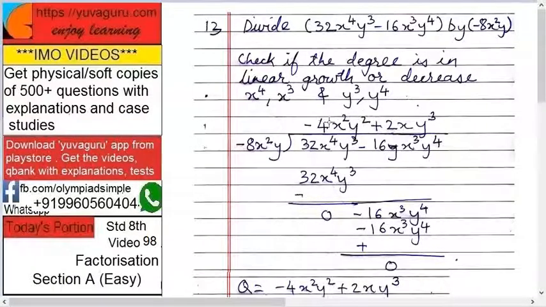So this is the quotient. Quotient is minus 4x square y square plus 2xy cube. Okay.